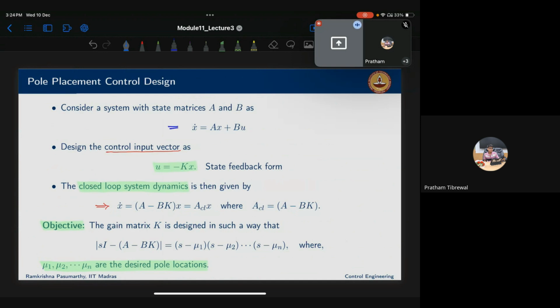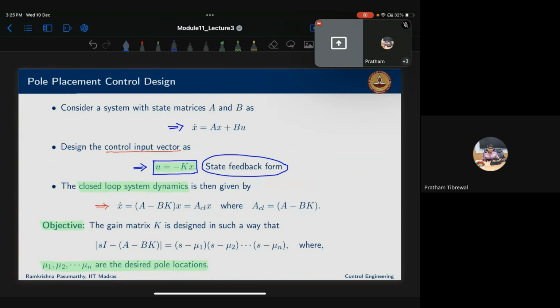Firstly, this is our state space model: x dot is equal to Ax plus Bu. The control input we take as u is equal to minus Kx, which we call the state feedback form. It means that we are taking the state and feeding it back to the input. Is this clear? This is important.